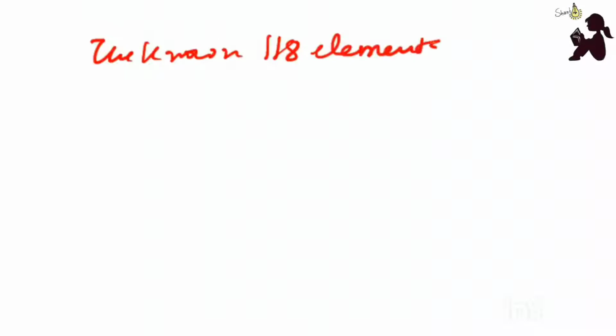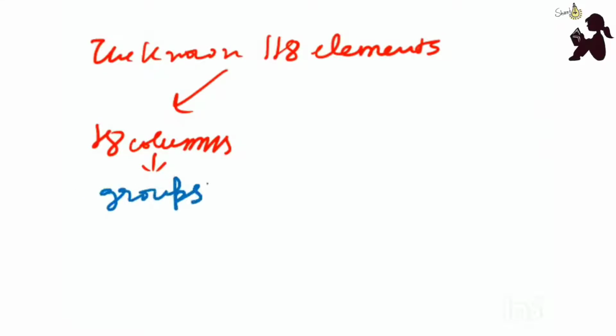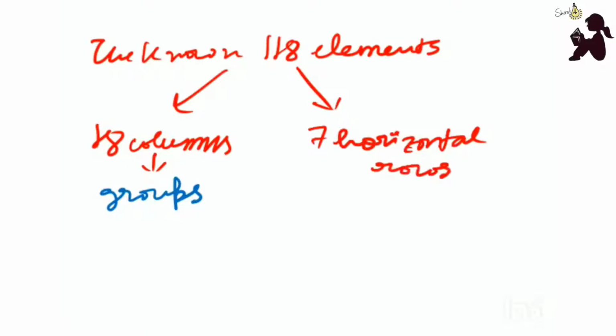So in the known 118 elements, the periodic table is made where there are 18 columns, that is called groups, and 7 horizontal rows, that is called periods.